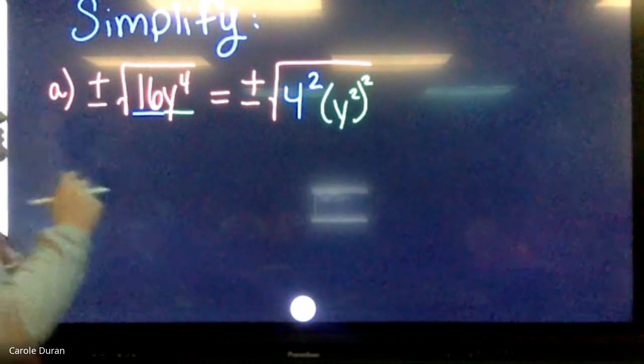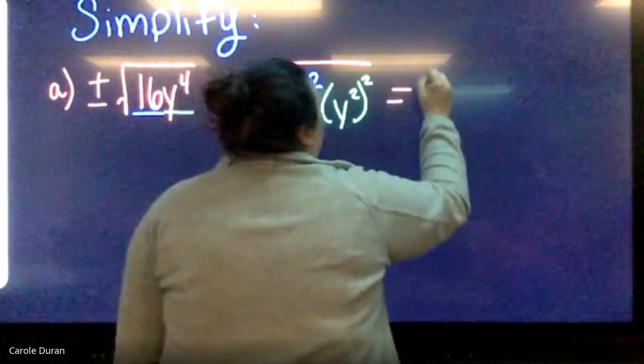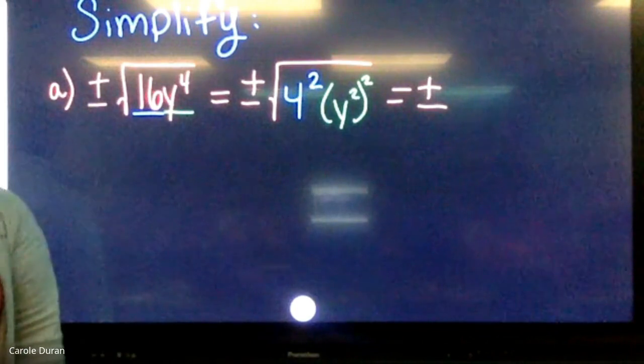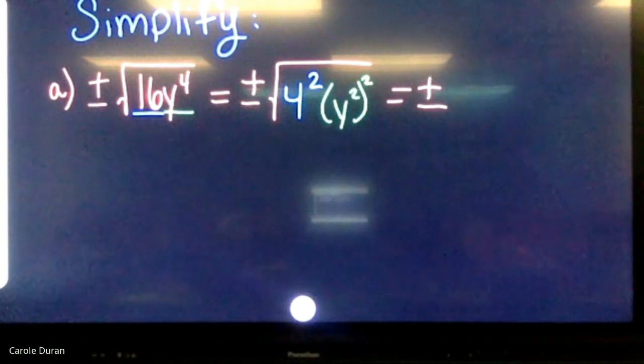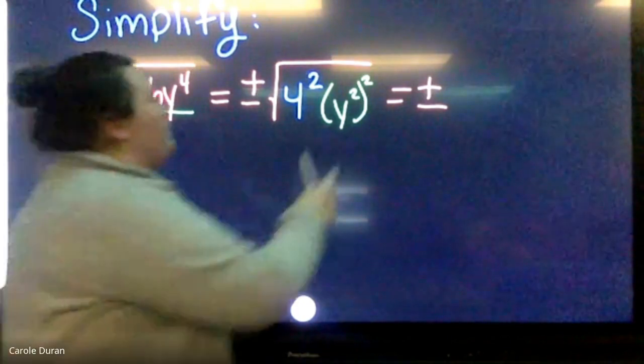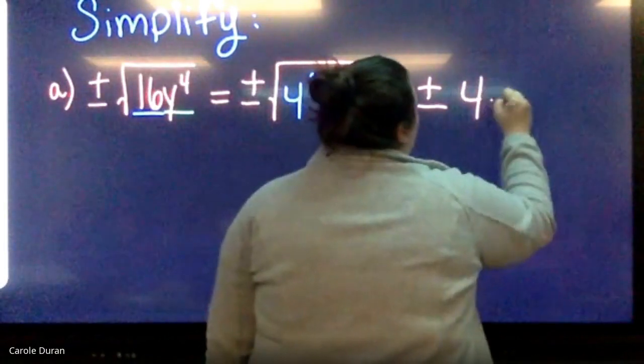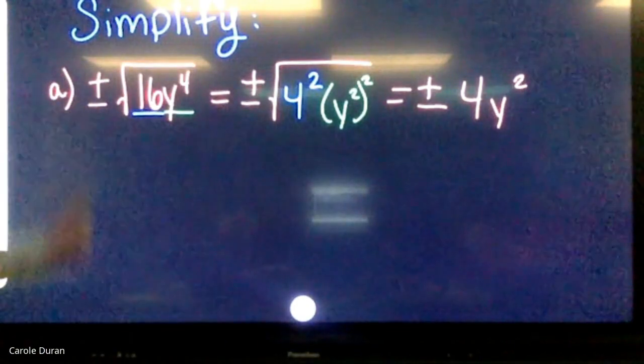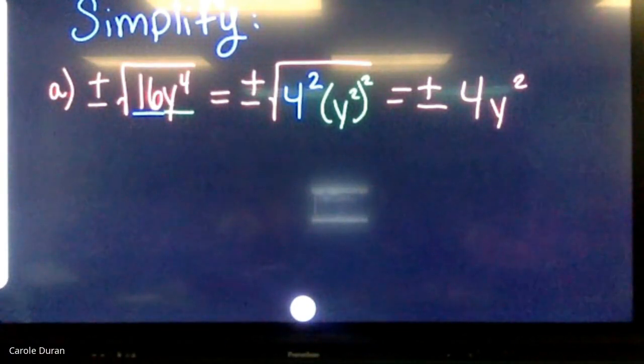So when I take the square root of both of those, these exponent 2's on the outside cancel because the square root of something squared is just that number, leaving just the base underneath. So my answer here becomes 4y squared. But it's positive and negative because I had a plus and a minus outside of my radical. Does that kind of make sense?